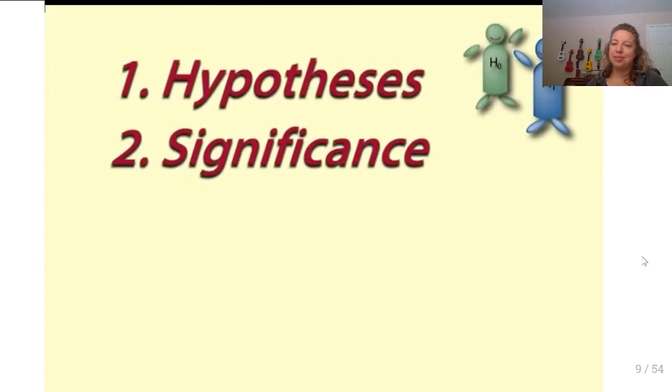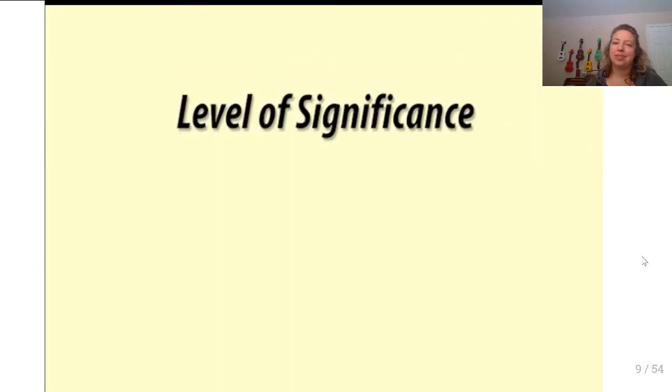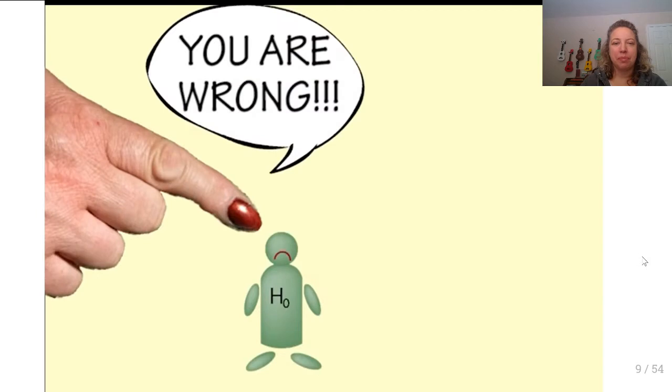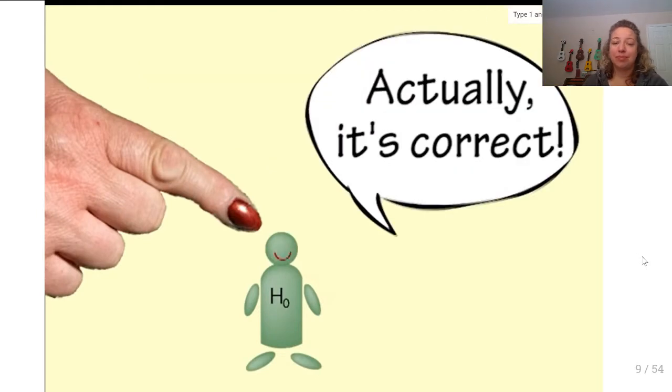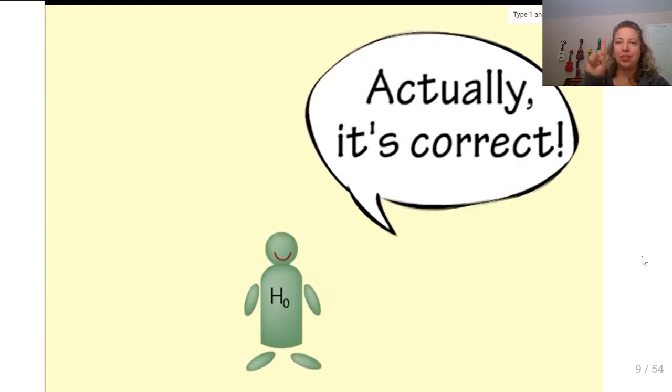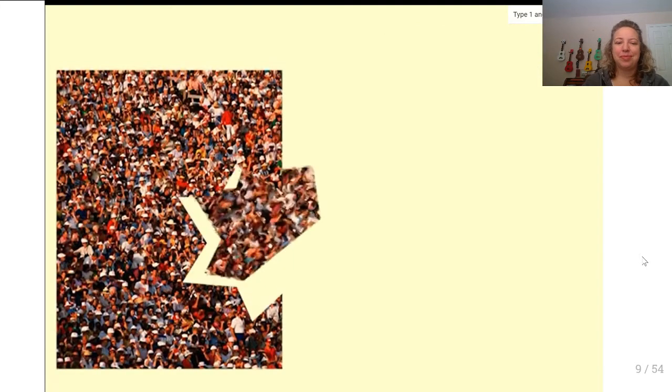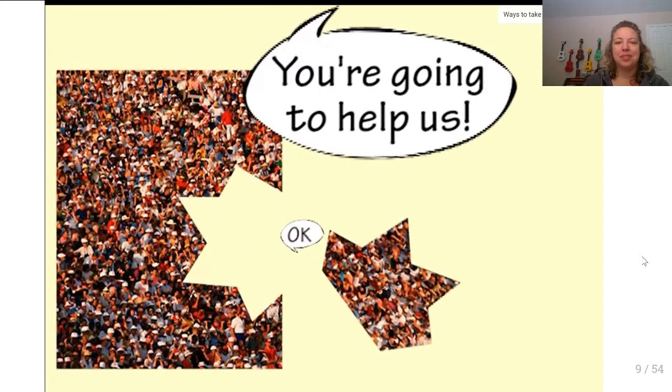Step 2. Significance. Decide on the level of significance. Unless there is a good reason not to, people generally use 0.05 as a significance level, also known as the alpha value. The significance level is the probability that you will say that the null hypothesis is wrong when really it is correct. This is known as a type 1 error. Horrible name.